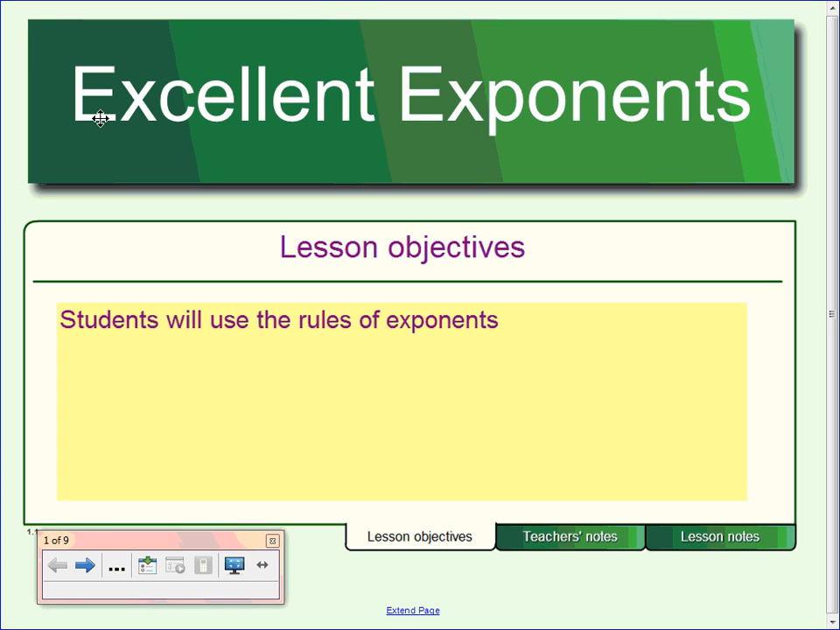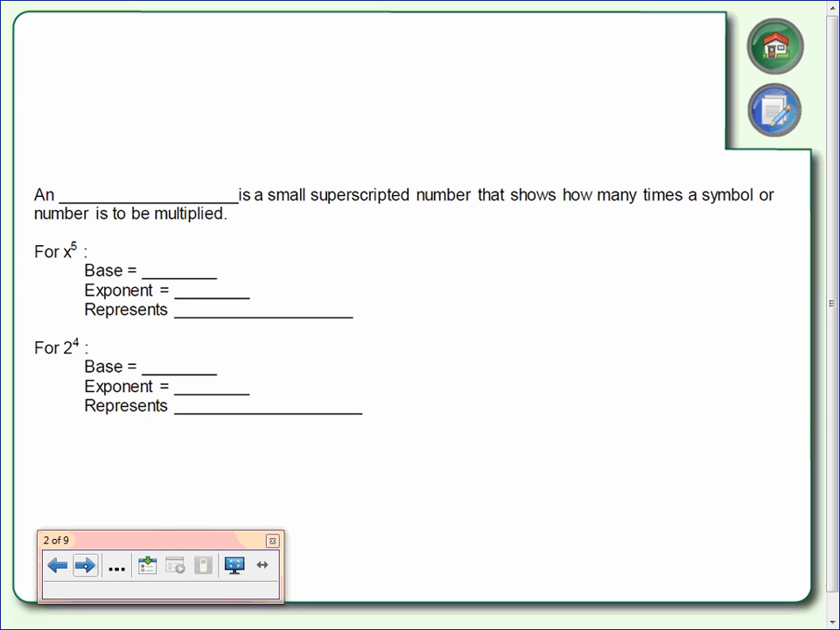So the title of our handout is Excellent Exponents. Today we're going to be looking at exponents and some rules of those exponents. Before we can look at rules of exponents, we've got to know what an exponent is. At the top of our paper it says that a blank is a small superscript number that shows how many times a symbol or a number is multiplied.